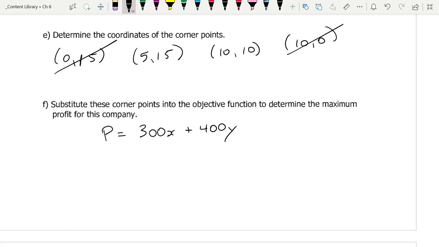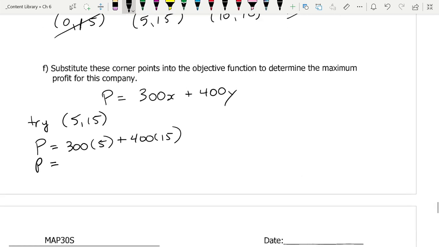You know what? I kind of have to try. So let's try 5, 15. What is the profit when x is 5 and y is 15? And I already did the calculation on that. This is the part that we'd for sure let you have a calculator for. And that would be $7,500 of profit if they make 5 couches and 15 love seats.